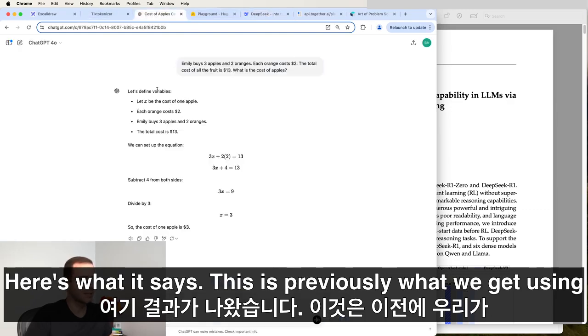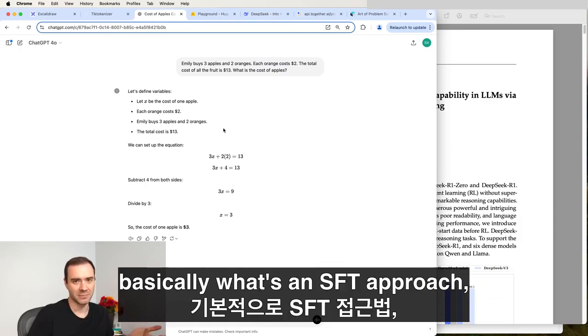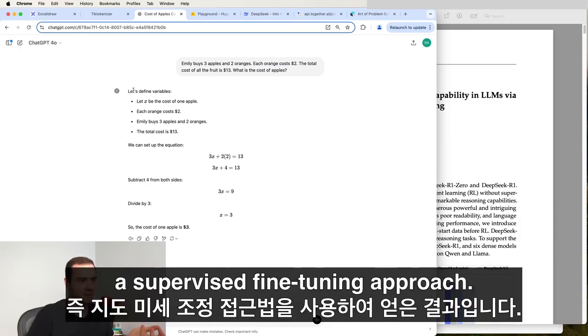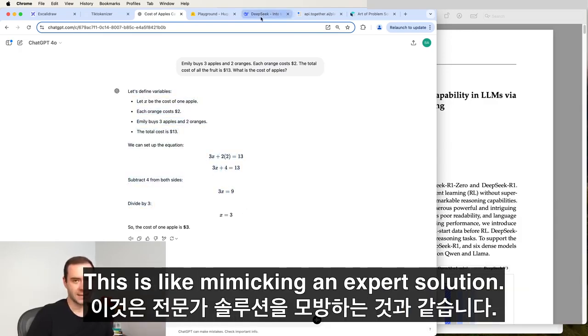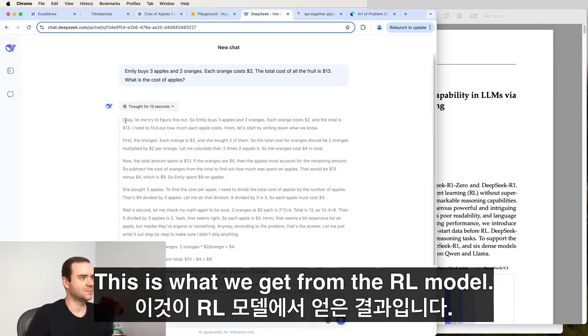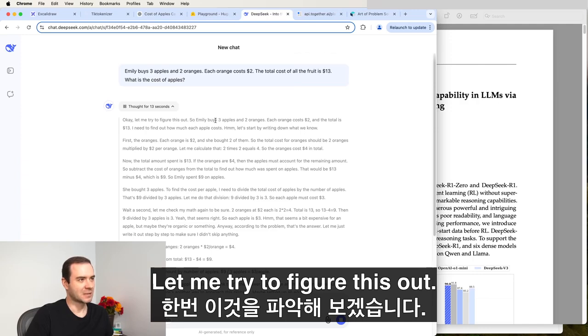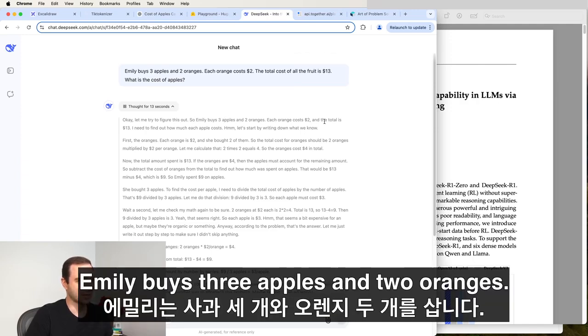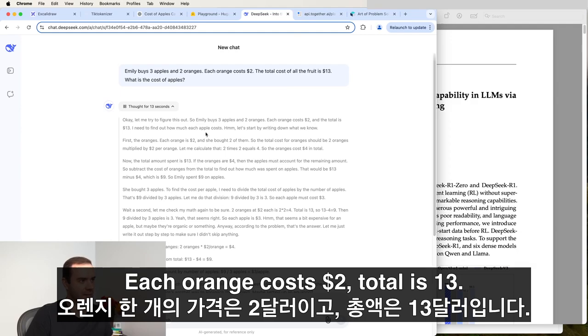So this is previously what we get using what's an SFT approach, a supervised fine-tuning approach. This is like mimicking an expert solution. This is what we get from the RL model. Okay, let me try to figure this out. So Emily buys 3 apples and 2 oranges. Each orange costs $2. Total is 13. I need to find out blah, blah, blah.